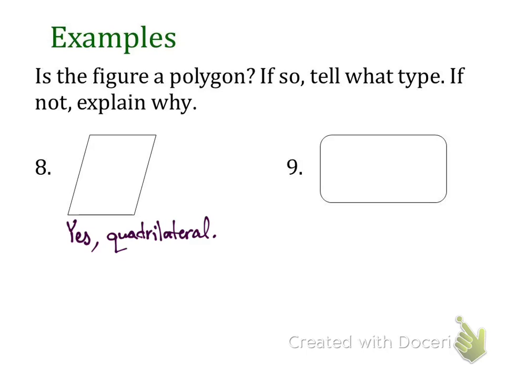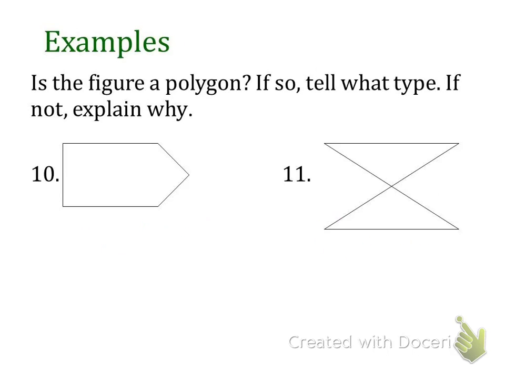So in the next one, is it a polygon? This is not, because of curves. In this next one, it's got 5 sides, so we're going to call it a pentagon. In the next one, however, it's not a polygon. It's not a polygon because of these 2 sides, it goes with the second property.